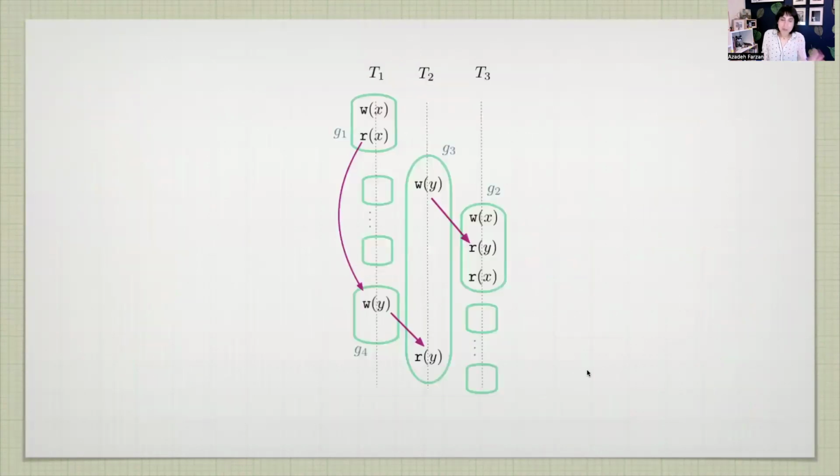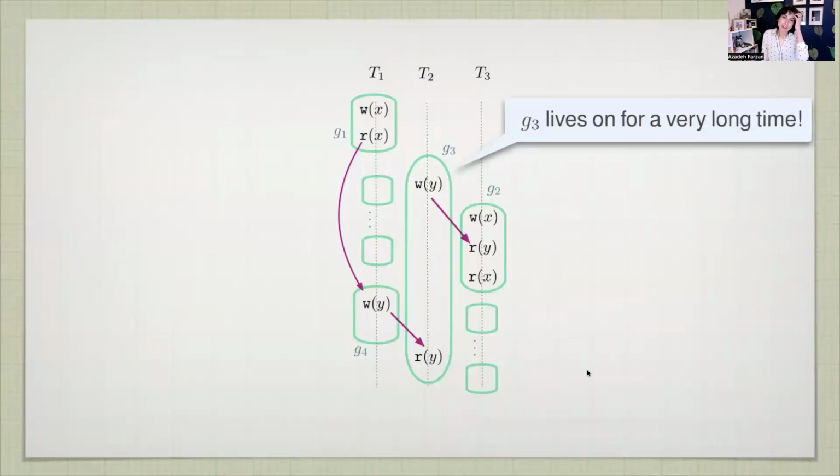But that's not the only problem. So let's identify the other problem. If you look at this picture that I showed you before, you will see the problem that I'm trying to talk about. Here, the grain G3 has a really long lifespan, which can happen with scattered grains. It's really active, mostly throughout this example.